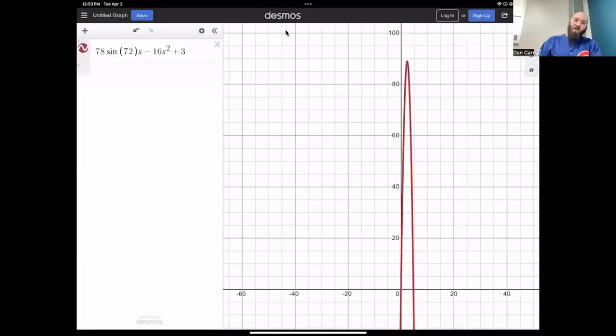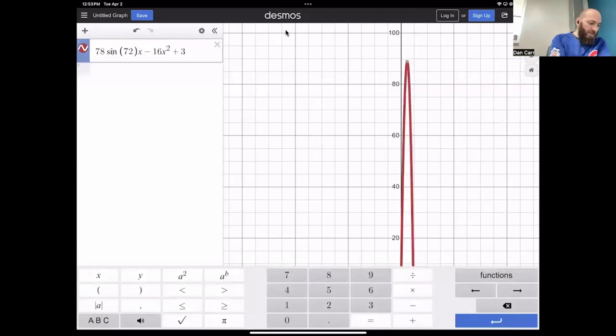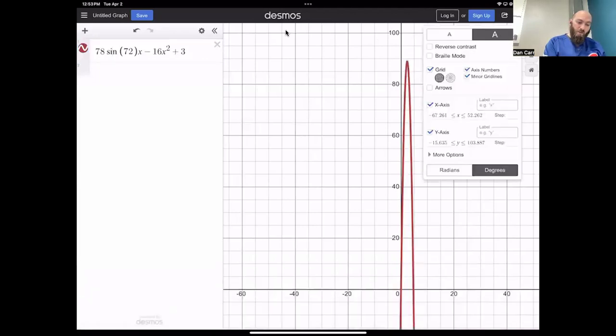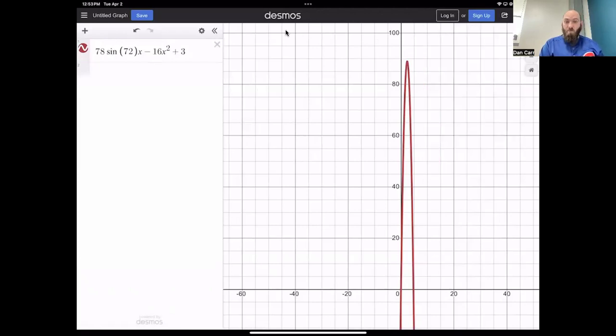Okay, so here I put it into Desmos, or you can use any graphing calculator that you want. Just make sure you type it in like this: 78 times the sine of 72x, minus 16x squared plus 3. The other part is to make sure you are in degrees, because I'm doing 72 degrees here, not radians. So when I do this, you can see the path. This is basically modeling the vertical path of the punt. It's going up in the air, and it goes way up to that point.